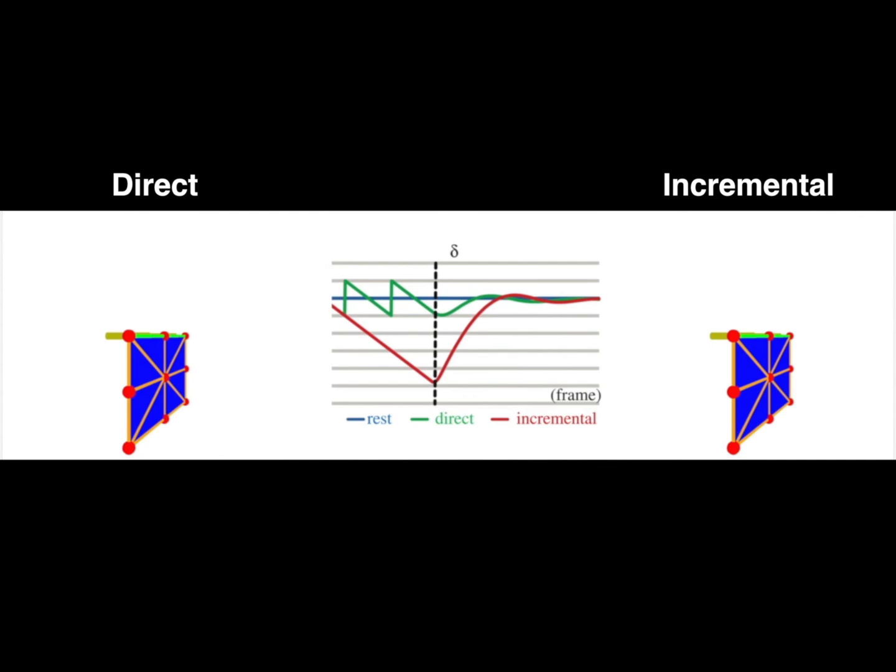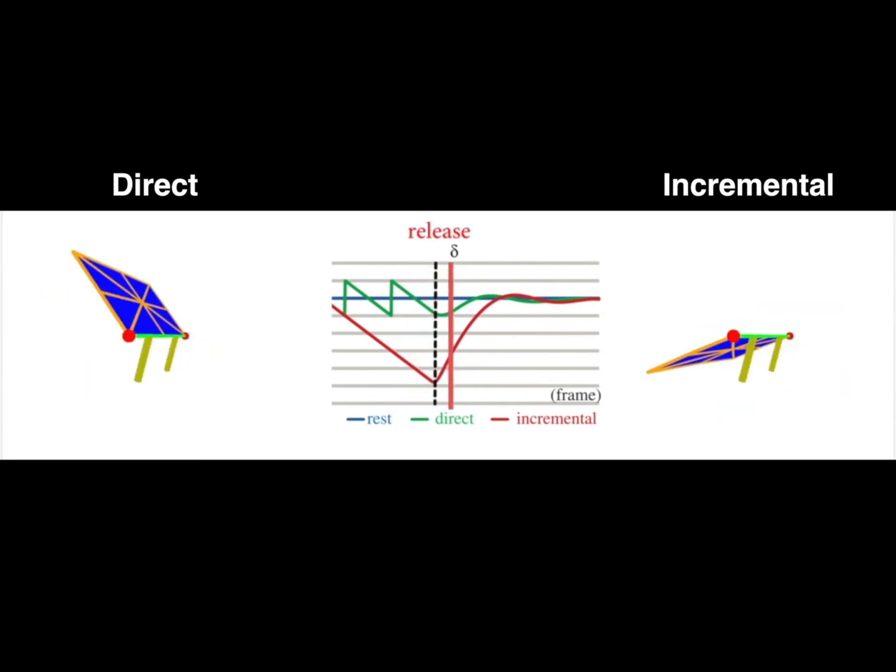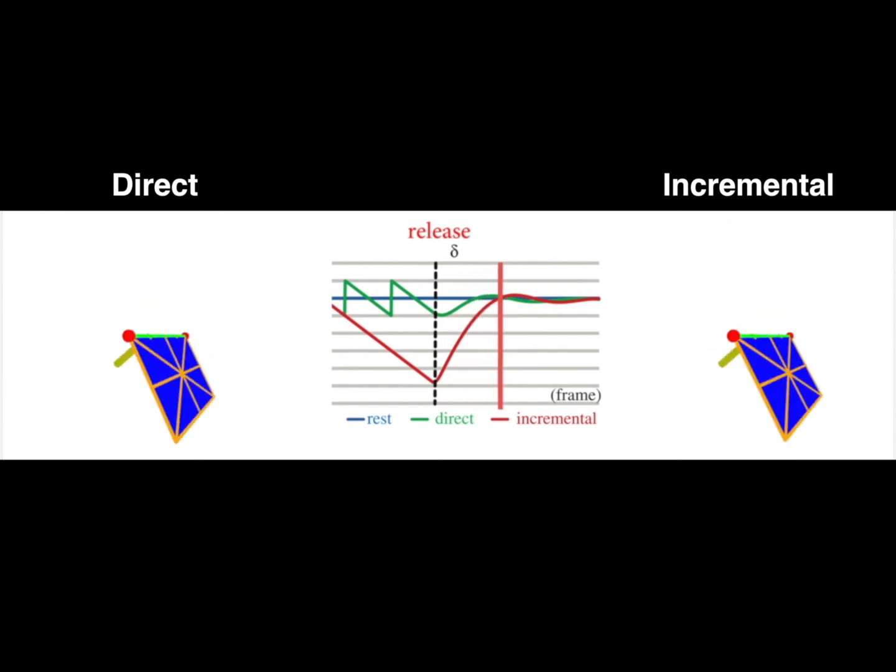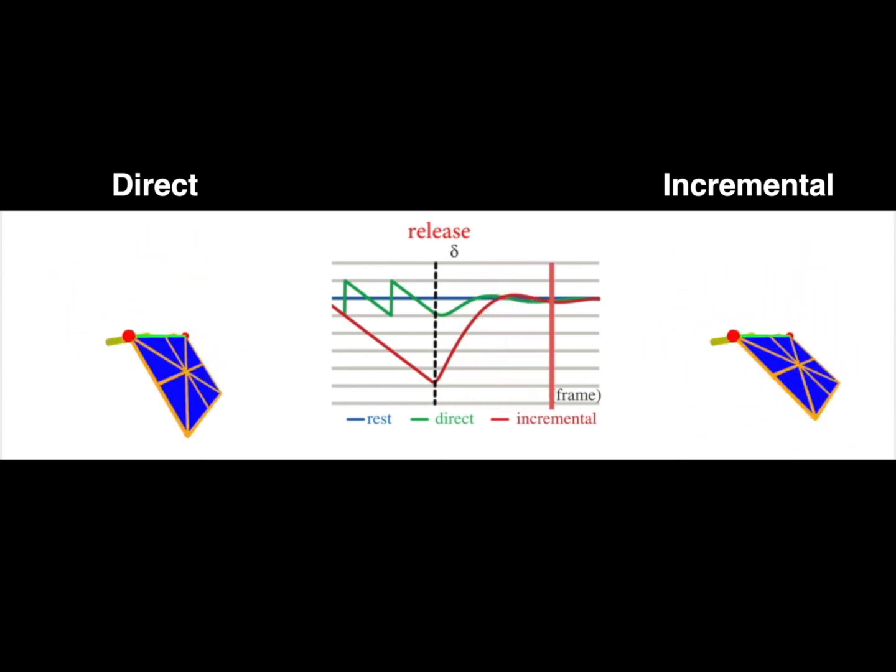With a naive, direct update, we observe unphysical, discontinuous jumps in angle as the deformation wraps past pi. Using our incremental update, the proper angle is computed, leading to correct motion.